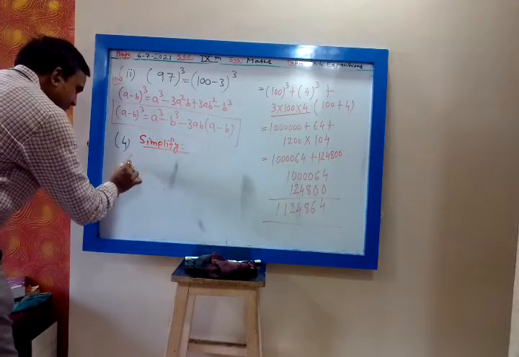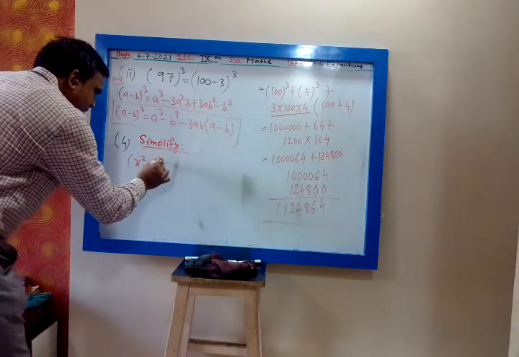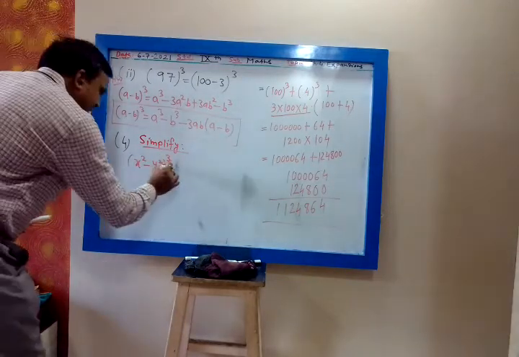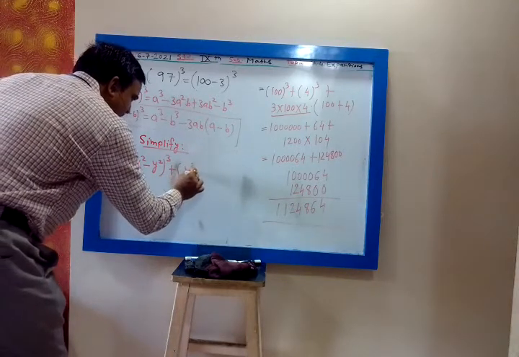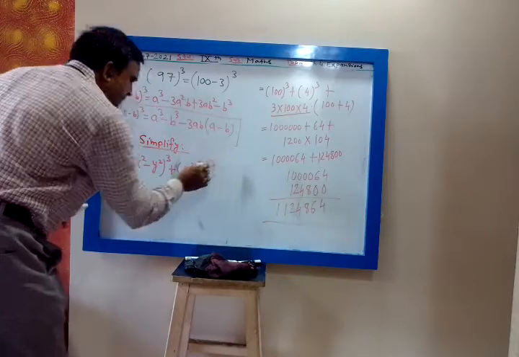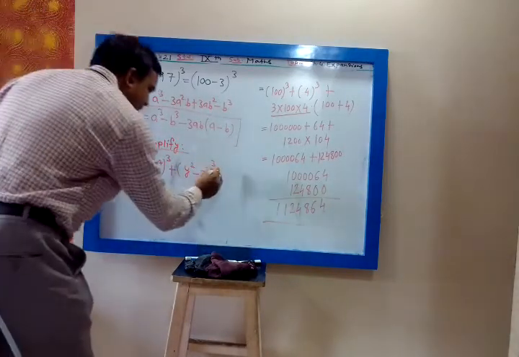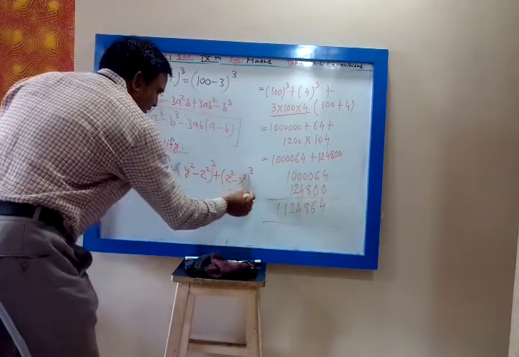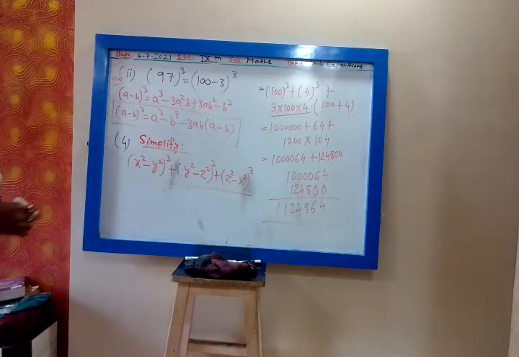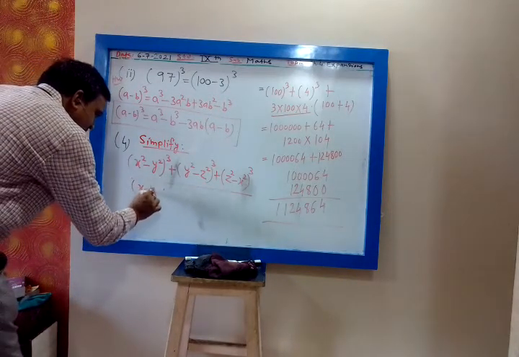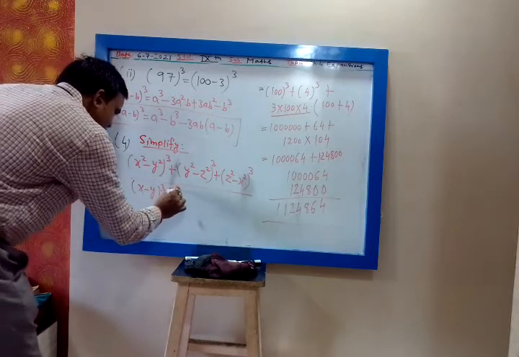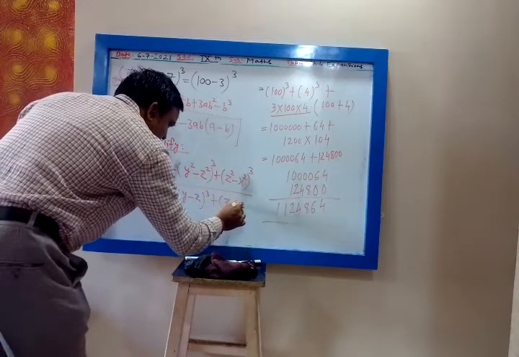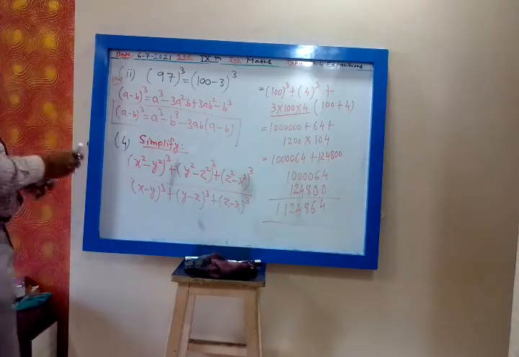Simplify (x² − y²)³ + (y² − z²)³ + (z² − x²)³ divided by (x − y)³ + (y − z)³ + (z − x)³. You have to simplify this.